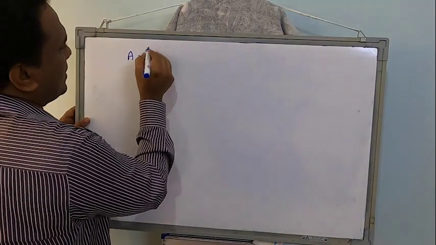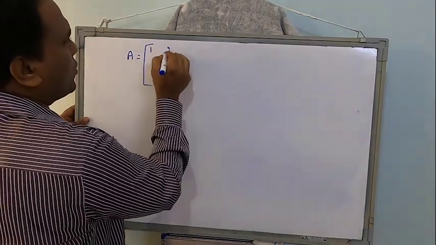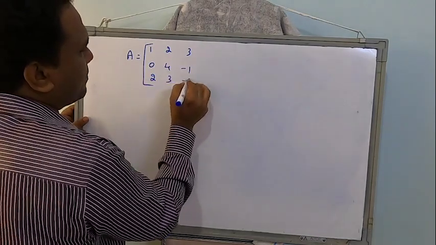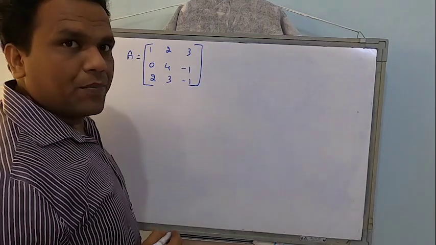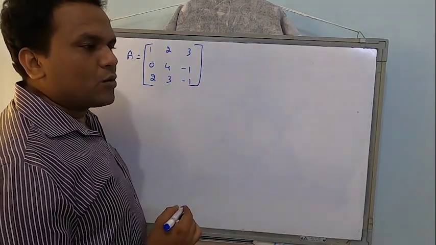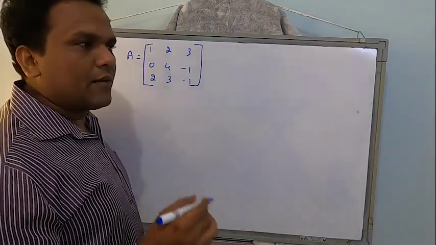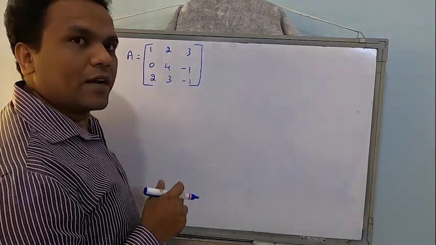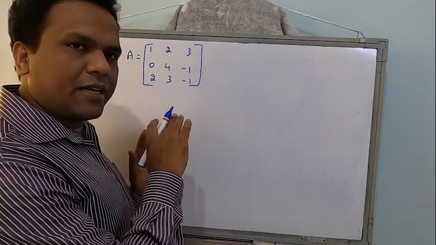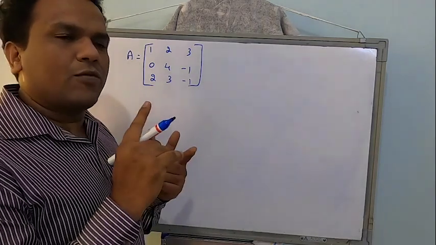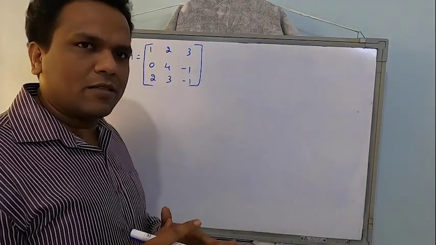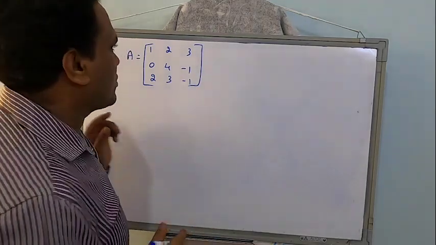So let us consider a matrix A: 1, 2, 3, 0, 4, minus 1, 2, 3, minus 1. I want only the cofactors of the first row. I would like to concentrate on two things here. It's okay, let me construct cofactors for all. It will be easy. One concept for 3 cross 3. Let me explain how to find minors, how to find cofactors, how to find adjoint. Till adjoint I will explain for 3 cross 3.